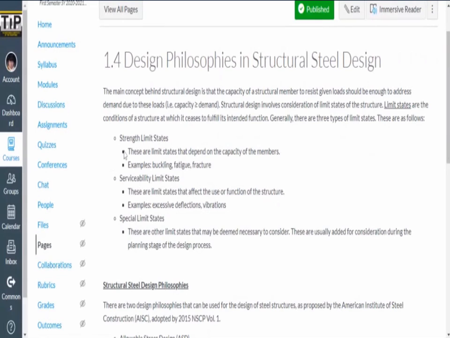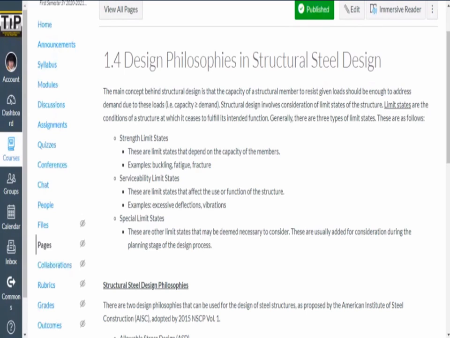So strength limit states, these are limit states that depend on the capacity of the member. So what are the examples of the strength limit states? Say buckling, fatigue, or fracture. So these failure modes happen due to the demand exceeding the capacity. So that's what we call strength limit state.